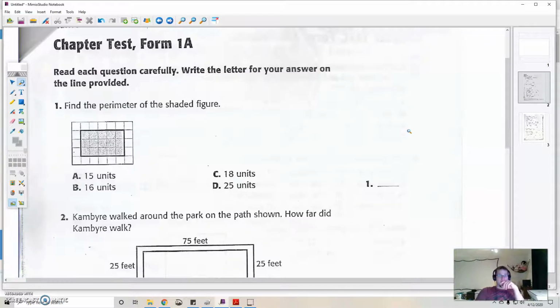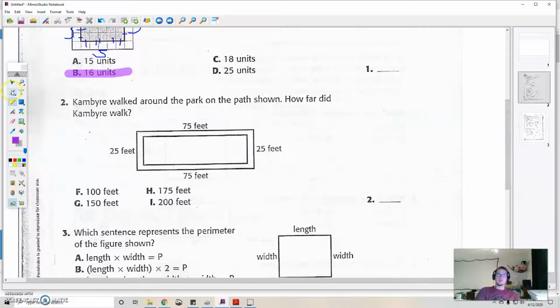Question 1. First deals with perimeter. Now remember perimeter being the distance around. 1, 2, 3, 4, 5. 5 units that way. 1, 2, 3. 3 units that way. 1, 2, 3, 4, 5. 5 units that way. 1, 2, 3 units that way. Remember, for squares and rectangles, the opposite sides are always going to be equal. So we could think about this as 5, 8, 13, 16. And just 1, 2, 3, 4, 5, 6, 7, 8, 9, 10, 11, 12, 13, 14, 15, 16. Or just 5 plus 5 and 3 plus 3 is 16, which brings us to our answer of 16 units.